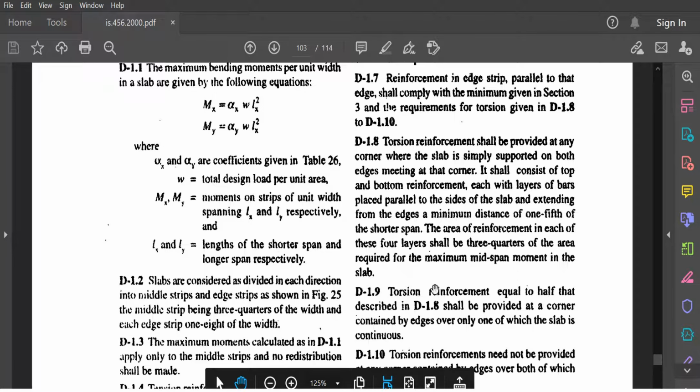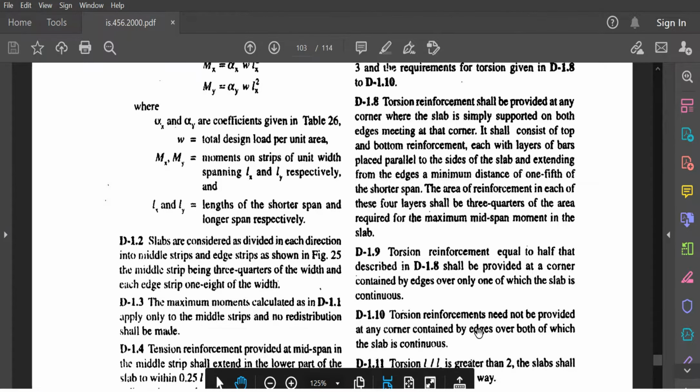Now D1.9: the torsional reinforcement equal to half that described in D1.8 shall be provided at a corner contained by edges over only one of which the slab is continuous. So if one of the sides is continuous, we need to provide only half the value provided over here. That is, here we require 3/4 if the slab is discontinuous. If it is continuous over an edge, we need to provide only 3/8. That is, half of this needs to be provided.